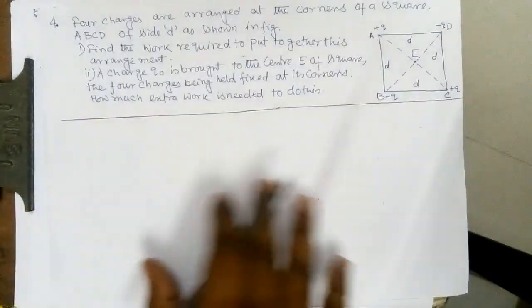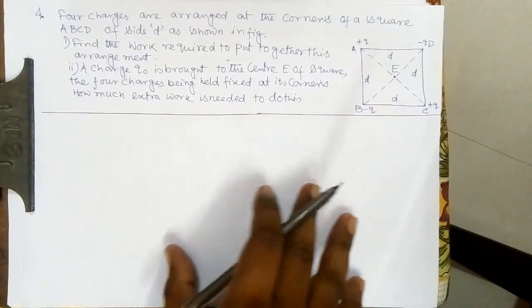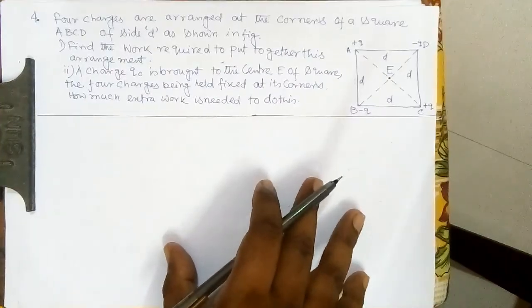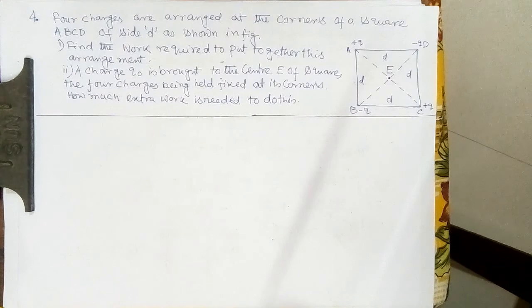Now let us go to question number 4. It looks a little bigger, but to tell the truth, it is the easiest one, very easy.